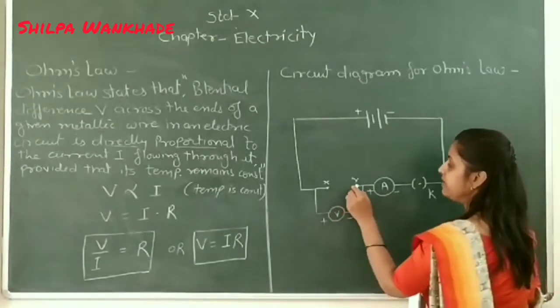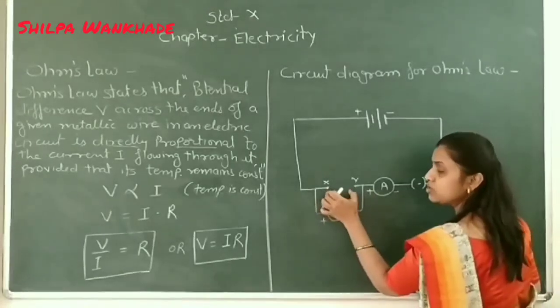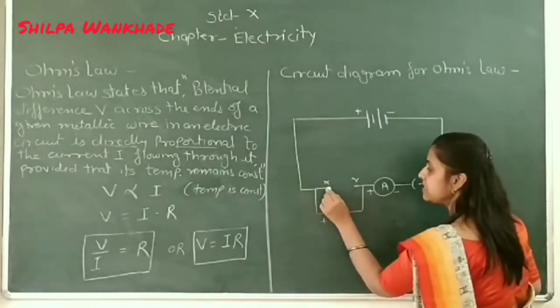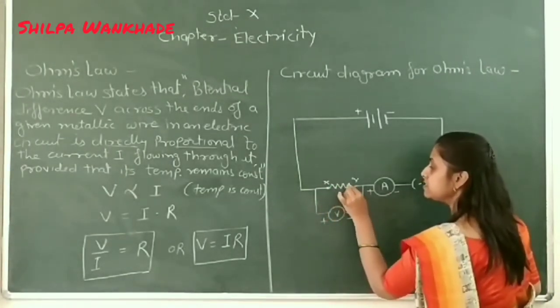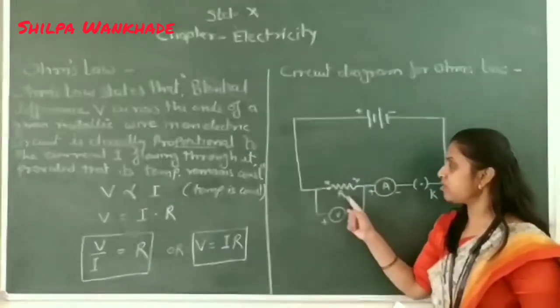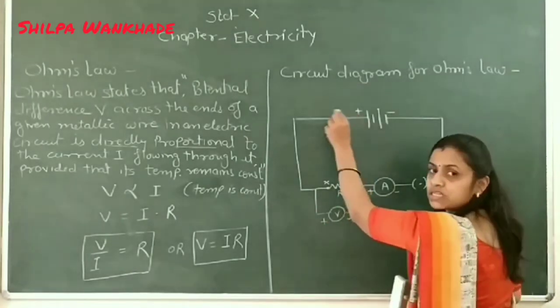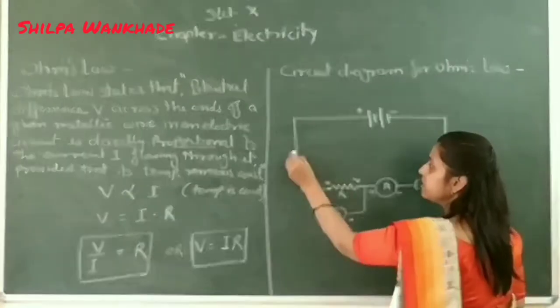So between X and Y, there is a metallic wire having some resistance. As it has resistance, we show it with this symbol. This is the symbol for resistance. And how does the current flow? The conventional direction of current is from positive to negative.